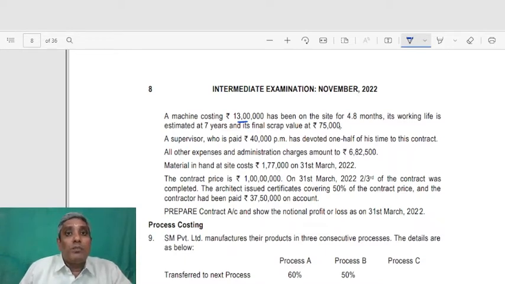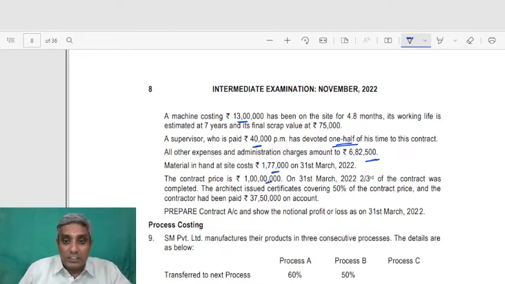So it is only for 4.8 months. A supervisor who is paid 40,000 per month has devoted one half of his time to this contract. So another important adjustment, one half of the time. Sometimes he may be for 1/5, sometimes it may be for 2/3. So it depends upon the question. You have to calculate very carefully what is the per month salary and what is the time devoted by the supervisor. And all other expenses and administration charges amounted to 6,82,500. Materials in hand 1,77,000. Contract price is 1 crore.